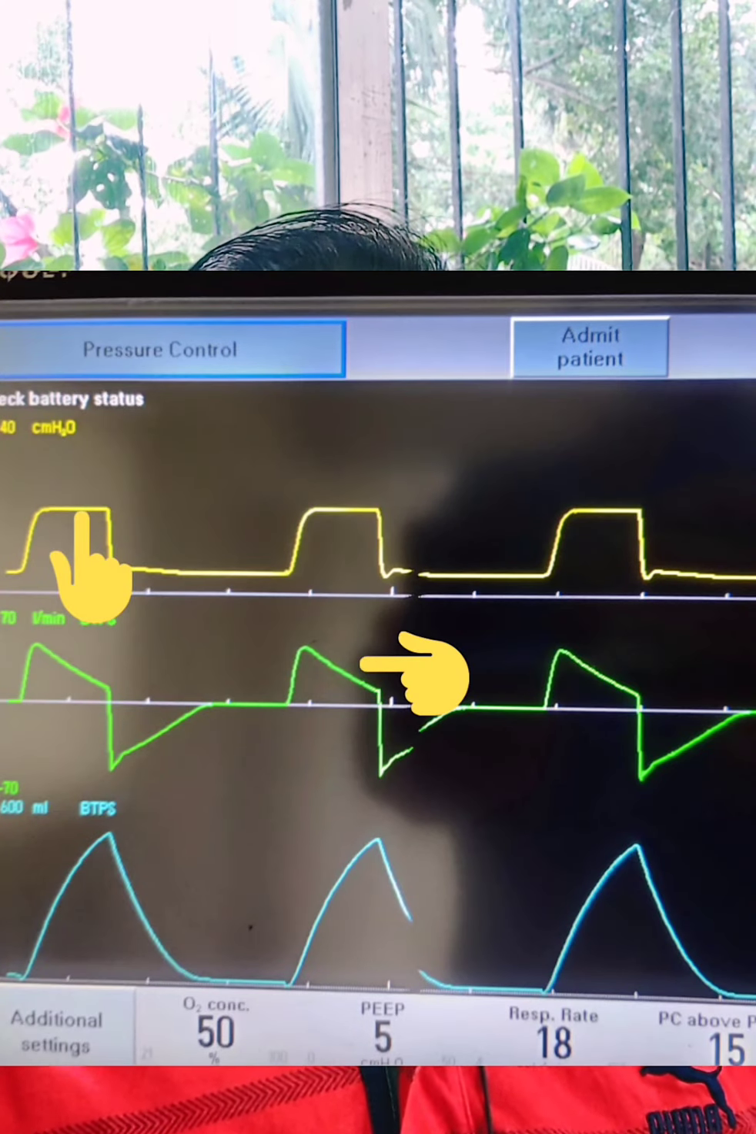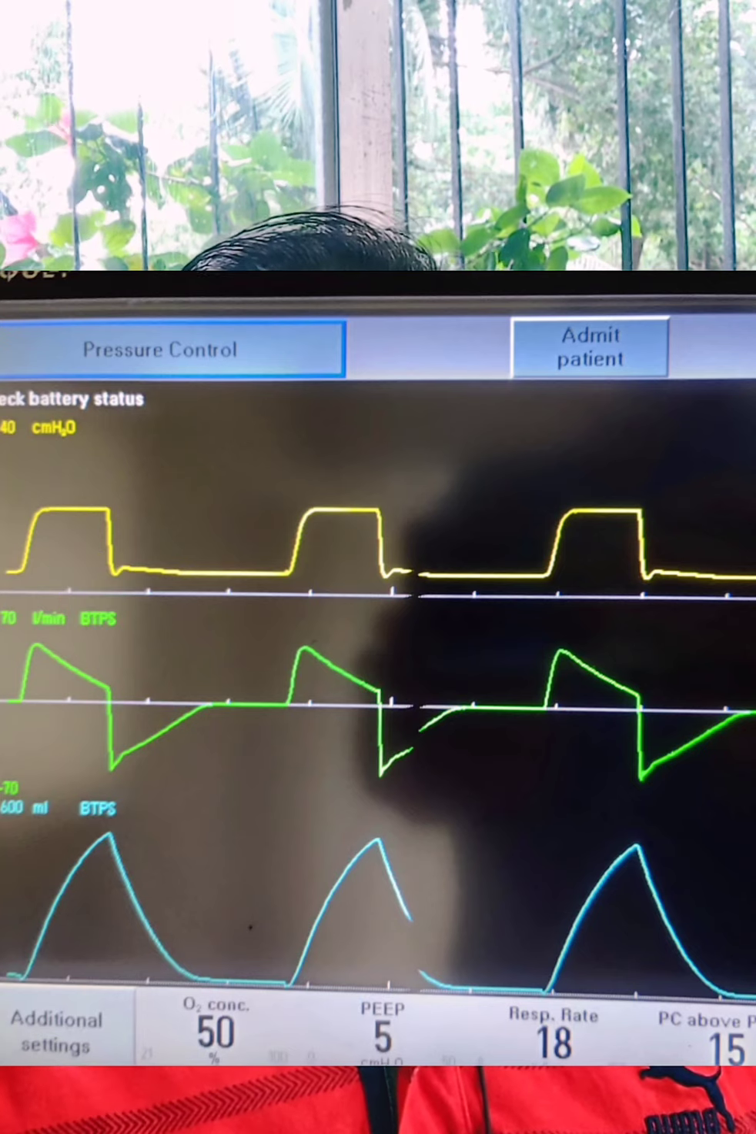Now for the pressure control breath, as the name itself tells you, you set a pressure and that pressure remains fixed throughout the inspiration. So if you see the waveform here, the pressure is fixed, and that's why the pressure waveform is flat during the inspiratory time, and the flow waveform is variable.